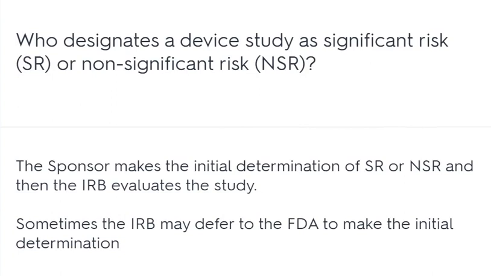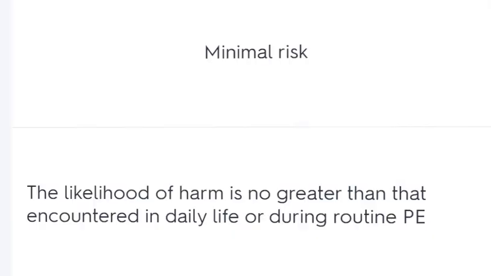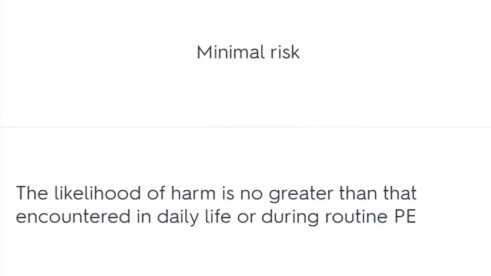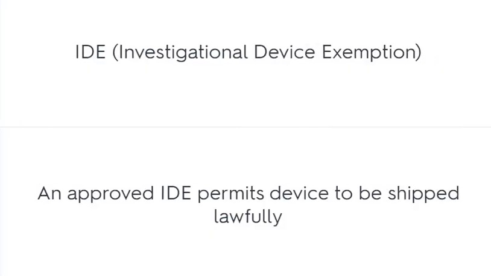Who designates a device study as significant risk or non-significant risk? The sponsor makes the initial determination of SR or NSR, and then the IRB evaluates the study. Sometimes the IRB may defer to the FDA to make the initial determination. Minimal risk. The likelihood of harm is no greater than that encountered in daily life or during routine physical exams. IDE. An unapproved IDE permits a device to be shipped lawfully.